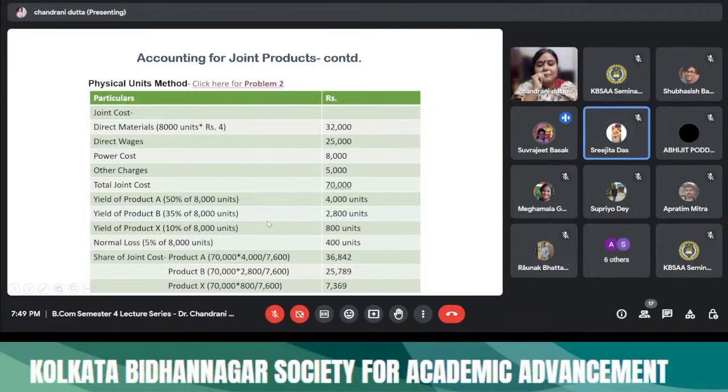Yes, ma'am. Okay. Shall I proceed then to the next method? So two methods we have done: average unit cost and physical units. Quite simple, nothing very complex.